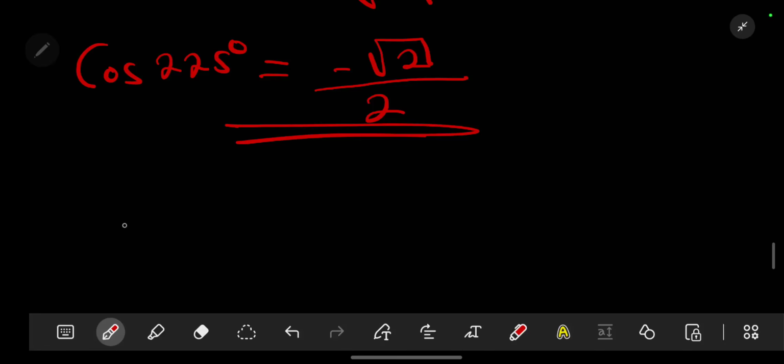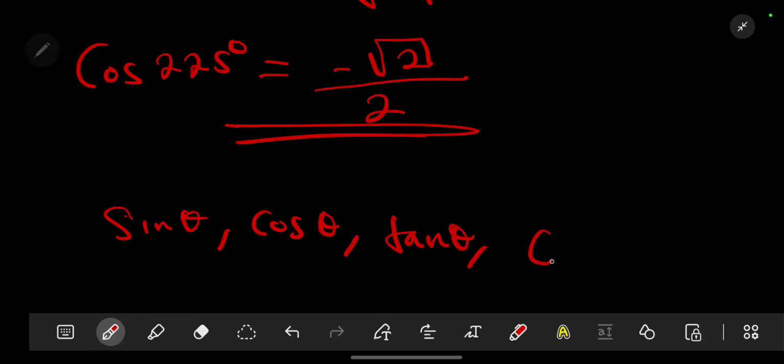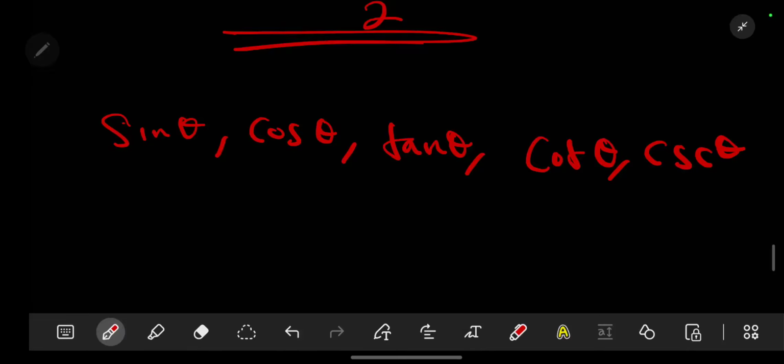Let's say we are required to evaluate the value of the sine of theta, cos of theta, tan of theta, cot of theta, cosec of theta, and also the value of the sec of theta like that. So let's say the angle is equal to 510 degrees.